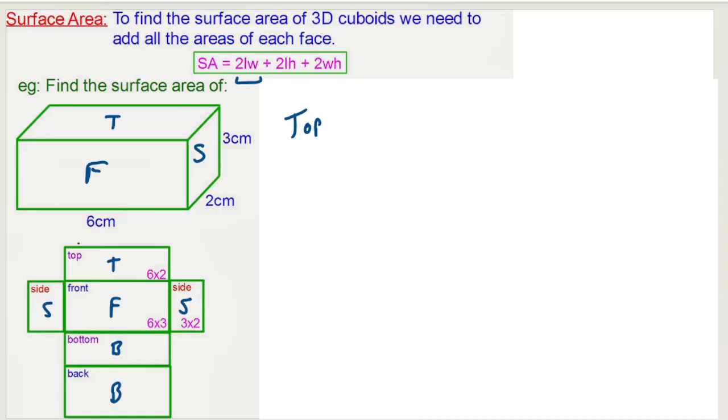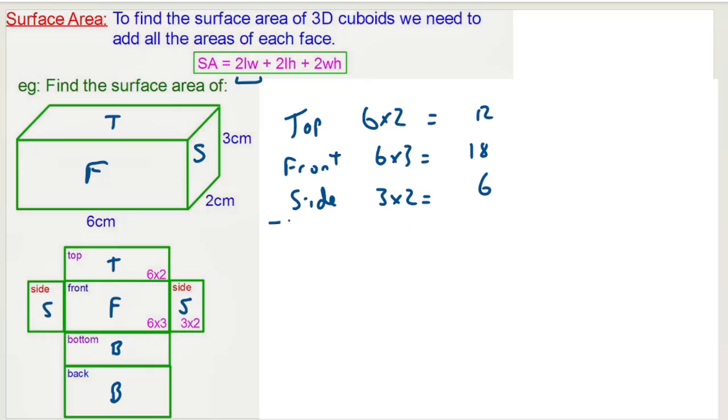To do the top, we're going to do 6 times 2, which is going to give us 12. If we're looking at the front, we're going to do 6 times 3, which is going to give us 18. And then if we look at the side, we're going to do 3 times 2, which gives us 6. Now if I total that up, I've got 36 centimeters squared. Now remember, that's only half of my shape.